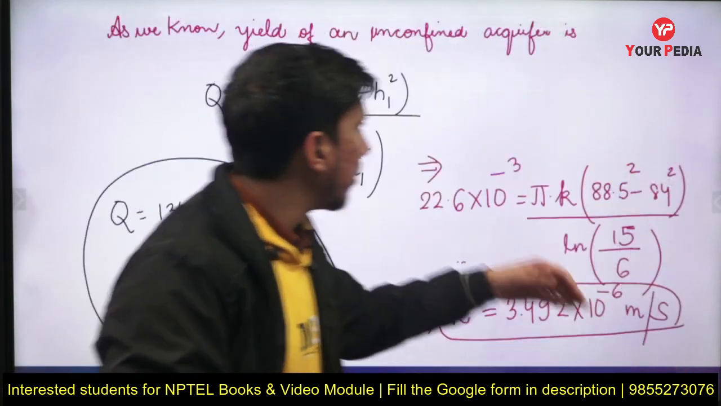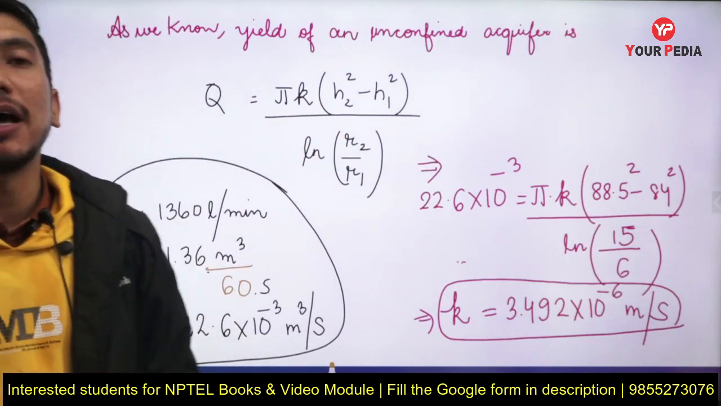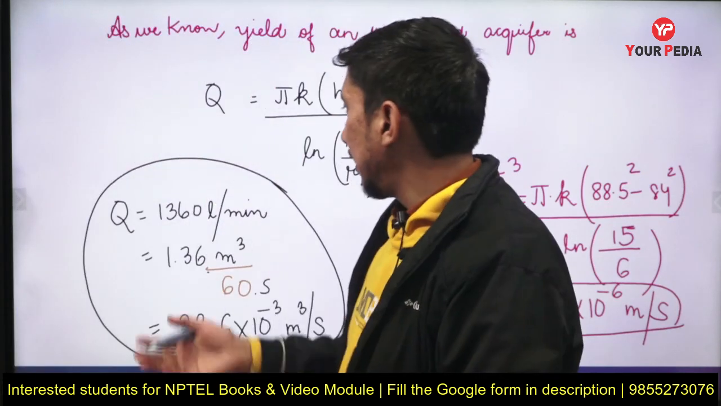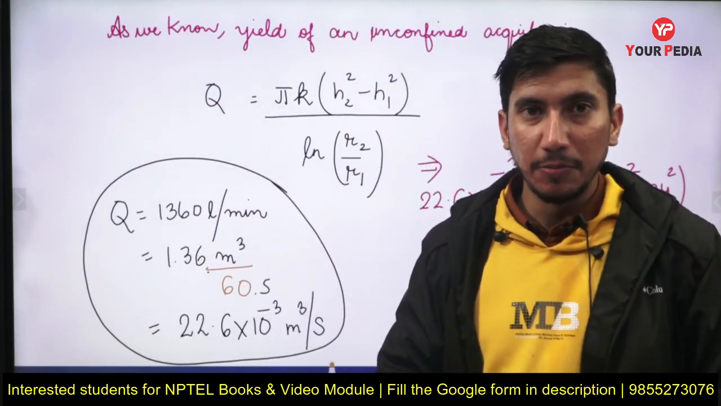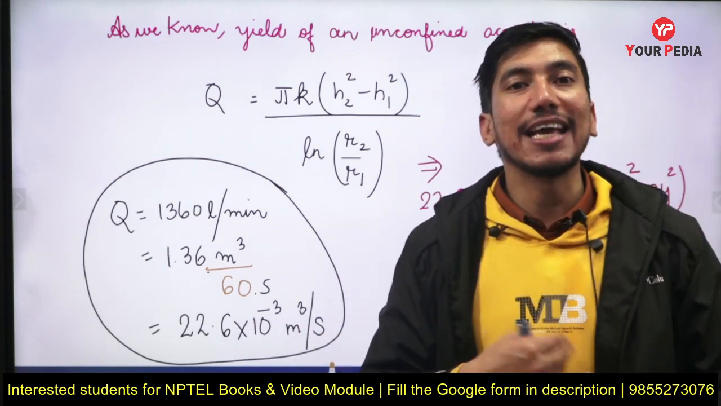So by putting all these values, I get the K value as, now my Q is basically my yield that I'm getting from the main well, and this yield was given in liters per minute, but I converted it into meter cube per second in the SI units.